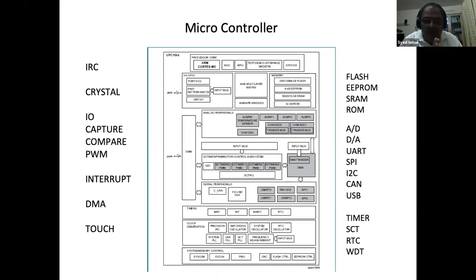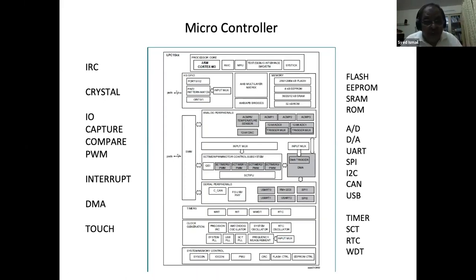Some of the operations must happen very fast, even in agriculture. When a trigger comes, I must start immediately. That can be done with a capture. I capture at this moment the state of everything that is happening, all the inputs.